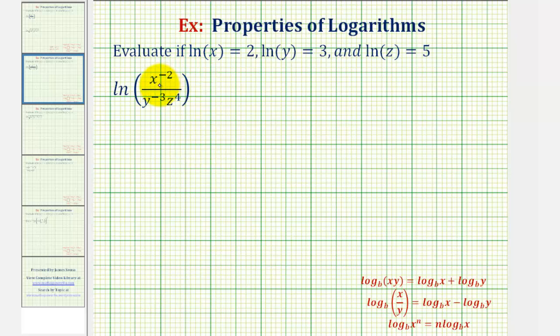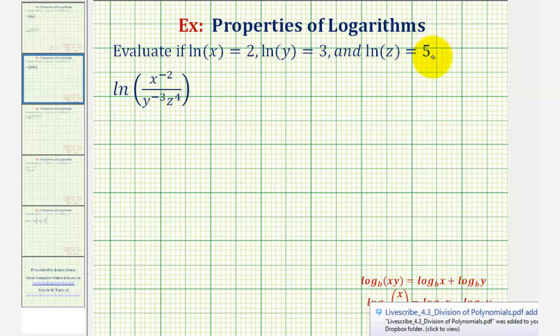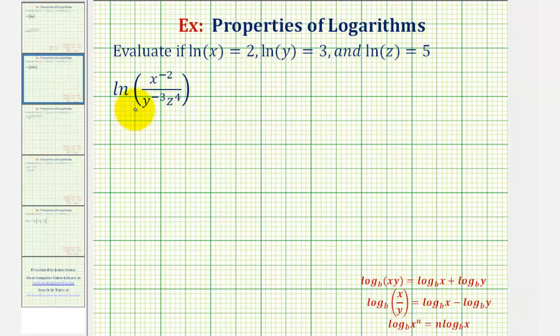In this question, we're asked to evaluate the natural logarithm given here if natural log x equals 2, natural log y equals 3, and natural log z equals 5. To do this, we will expand this logarithm as much as possible and then perform substitution for natural log x, natural log y, and natural log z.